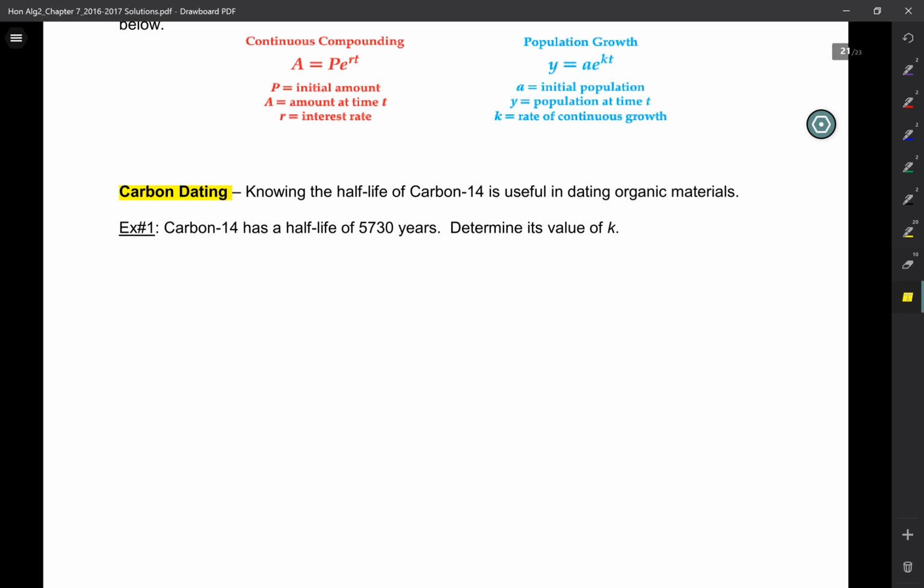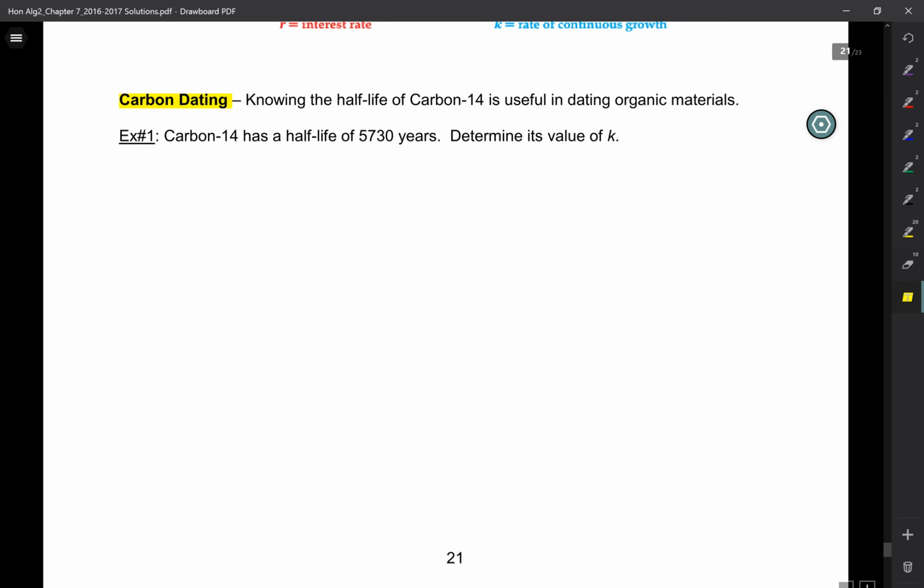Okay, so carbon dating is looking at the half-life of carbon-14 to date organic or living materials. It turns out carbon-14 has a half-life of 5,730 years, and we want to determine the value of K. We're given no information, no initial amount, no final amount, nothing, and we're going to be able to find K. All right, so let's get started.